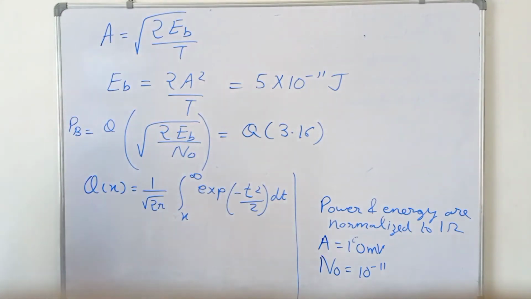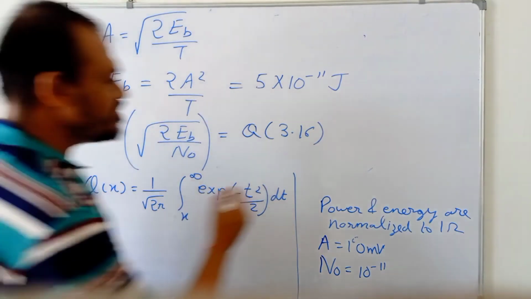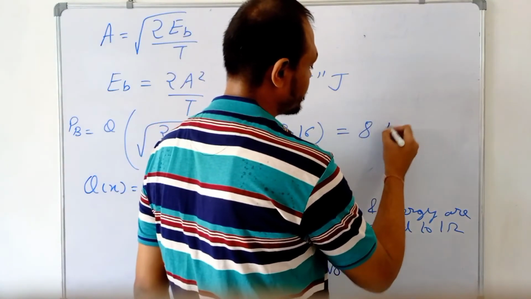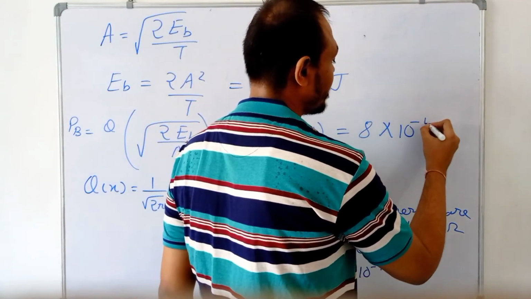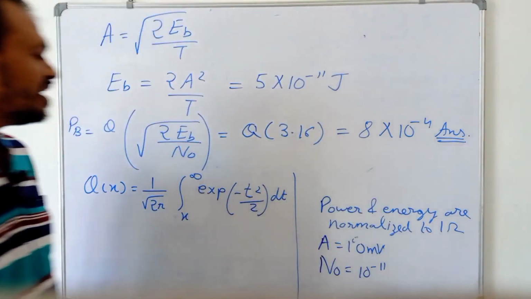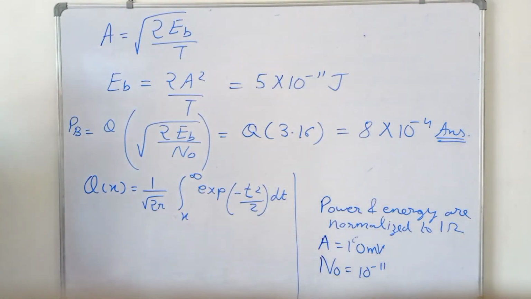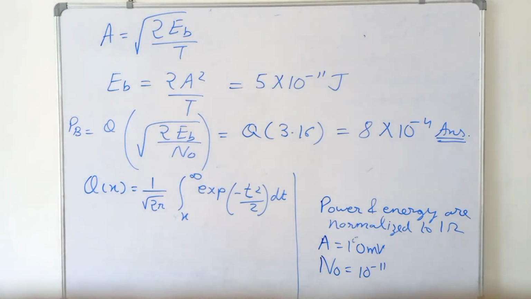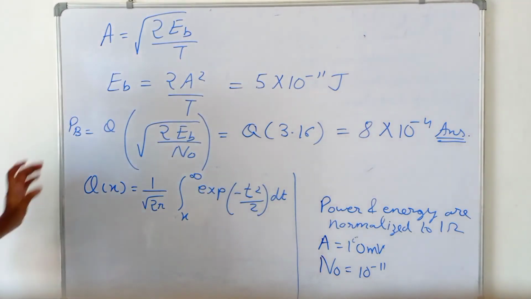So Q of 3.16 is 8 into 10 to power minus 4. So bit error rate will be equal to 8 into 10 to power minus 4. So this is the answer. This was a very easy question, but we also discussed the basics for those who do not know them and how all these terms are given. I hope you got how we applied the formula.